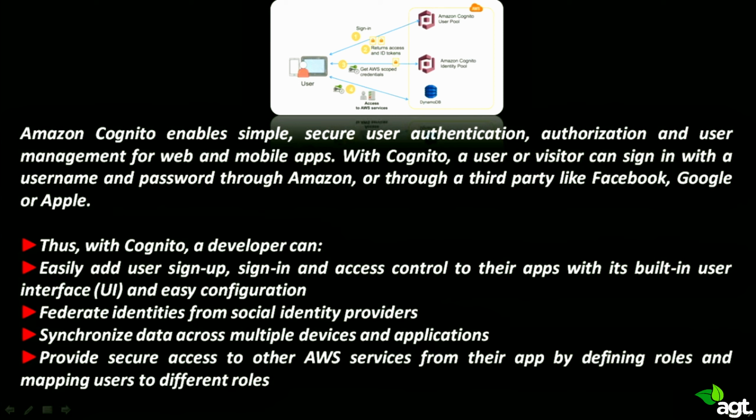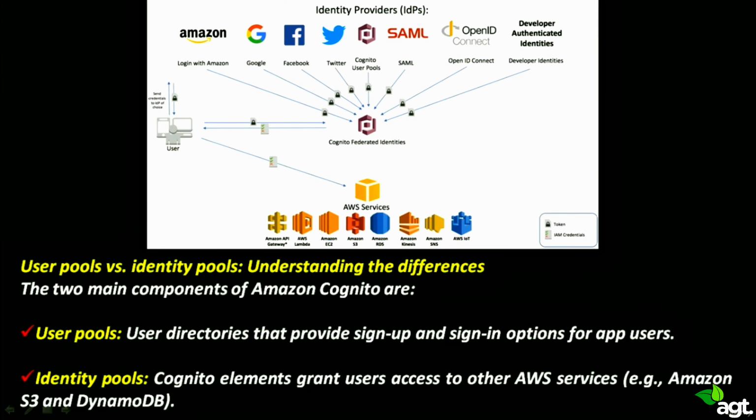The second one is that a developer can identify federated identities from social identity providers like Facebook, Twitter, and other social platforms. It synchronizes data across multiple devices and applications, and provides secure access to other AWS services from their applications by defining roles and mapping users to different roles.